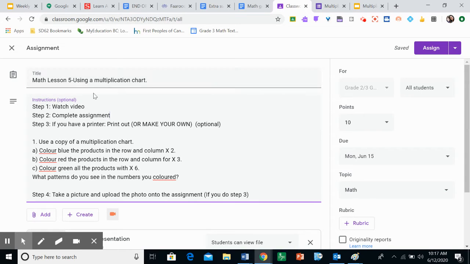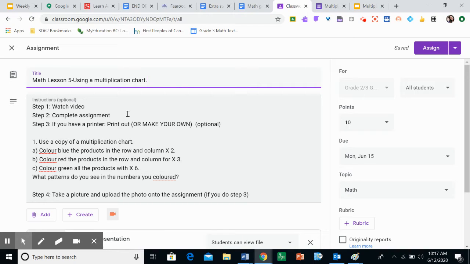So this is math lesson 5, and today we're going to talk about using a multiplication chart. This is our last lesson on multiplication for now. We're going to be looking at division next week, which is kind of what subtraction is to addition. We'll look more into it later on this week, so don't worry about it.